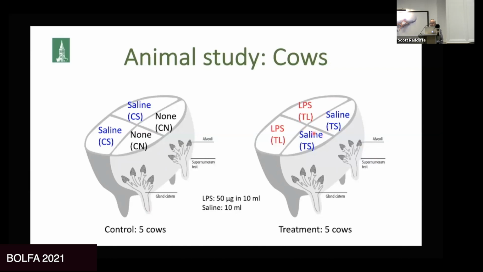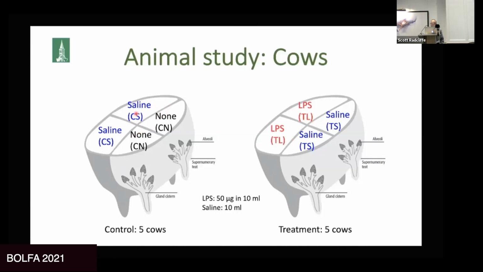So in the treatment groups, we inject LPS into one side, then saline in the other side. So this is called TL, this is called TS. We injected both sides. Later, I want to tell you we use the rear side for the biopsy, then the front side to take a milk sample, so that will not affect the sample. And also in the control group, we inject saline, then we inject NaN to this side.